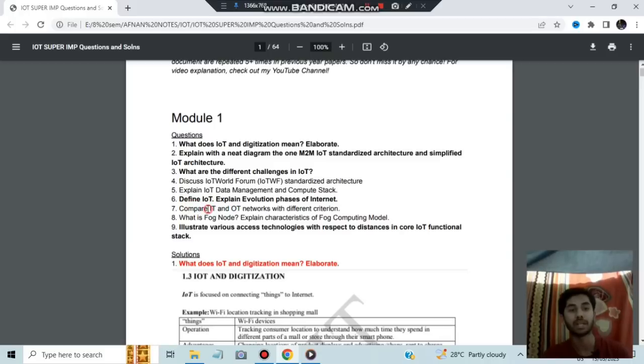Compare IT and OT. IT means information technology, and OT means operational technology, networks with different criteria. This is for the hardware and this is for the software. What is a fog node? We already discussed what is fog, and the fog computing model can also be looked up in the notes. Illustrate various access technologies with respect to distances in the core IoT functional stack.